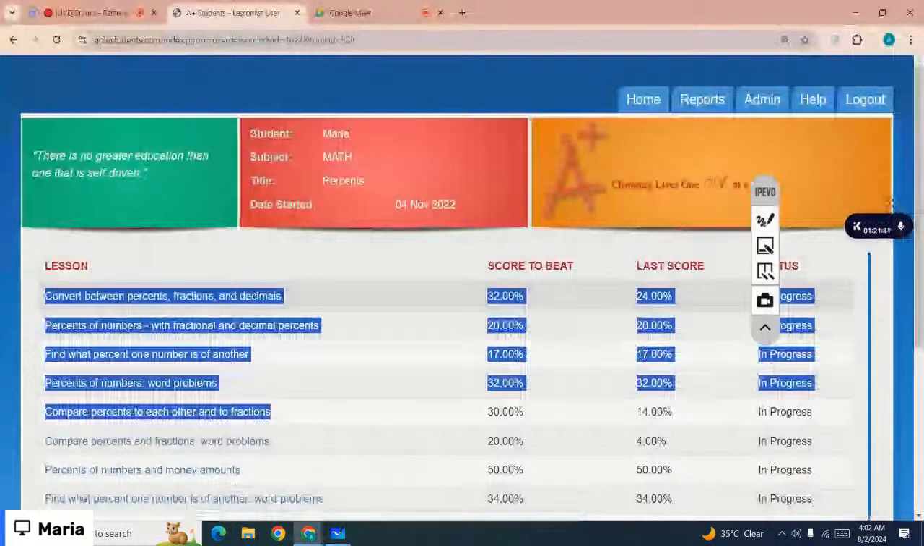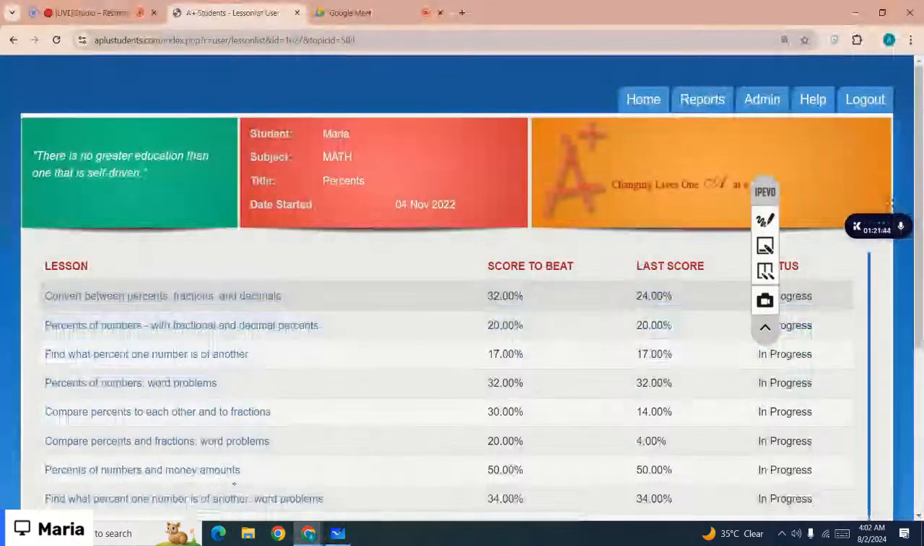Okay, here I'm on grade 6 math. The chapter we are going to start with is percents. Let's just start with the first lesson, that is convert between percents, fractions, and decimals.